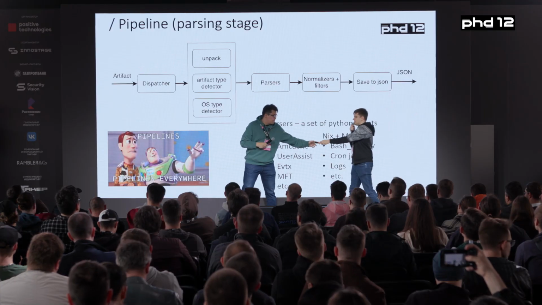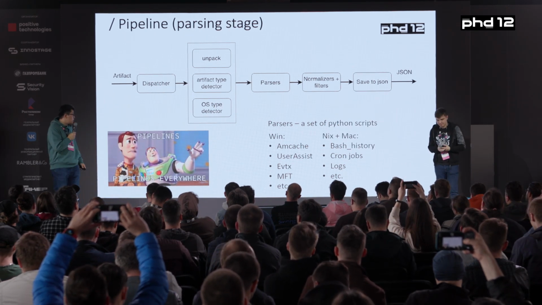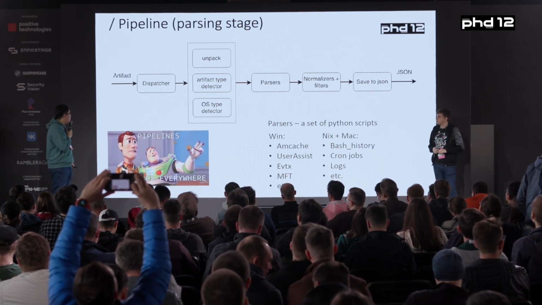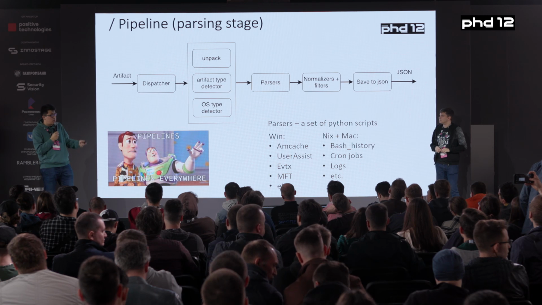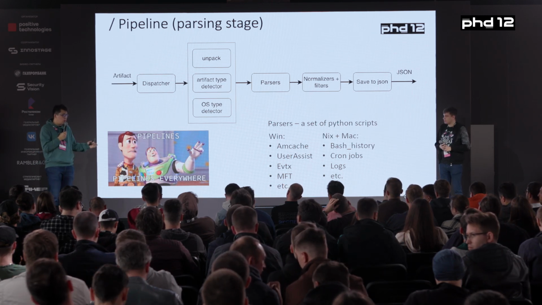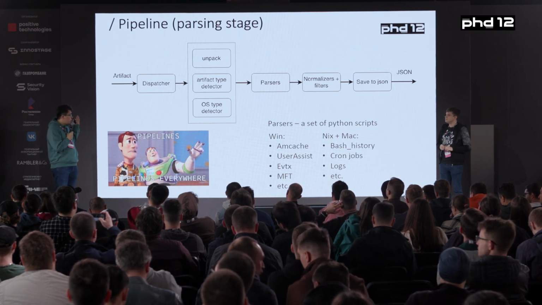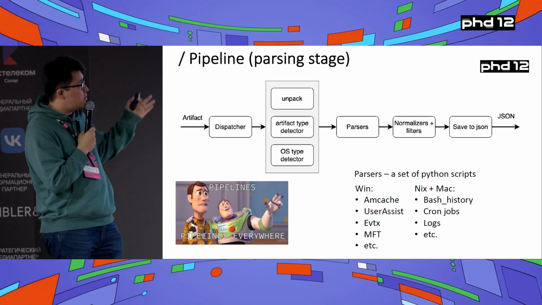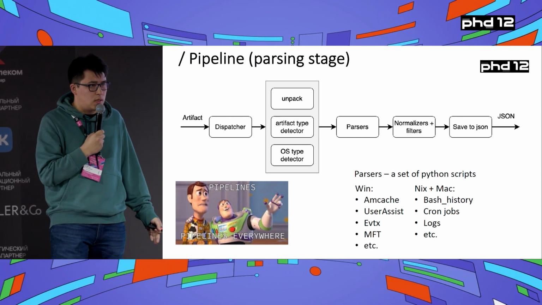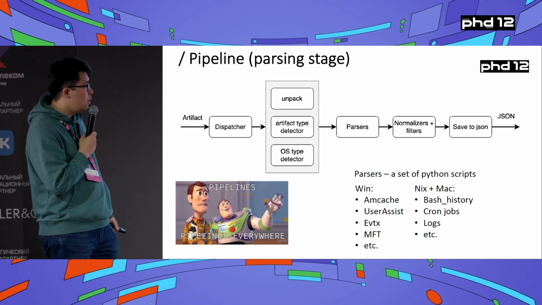Okay, now some details on the parsing stage. Let's see how all this is processed. All of this is packed in a container. The input is an artifact. It can be an archive with logs or a set of artifacts from the whole system. When you launch the container, the dispatcher is controlling this. It calls the unpacker. The unpacker tries to understand the type of artifact, and based on that, unpack it.